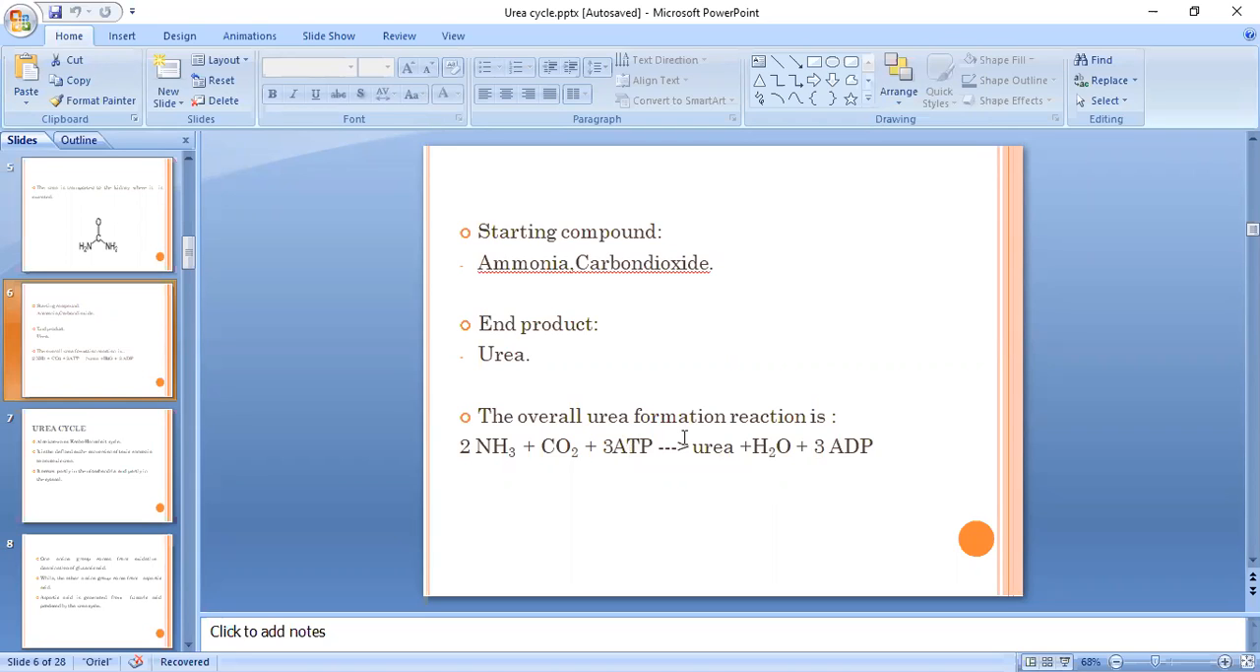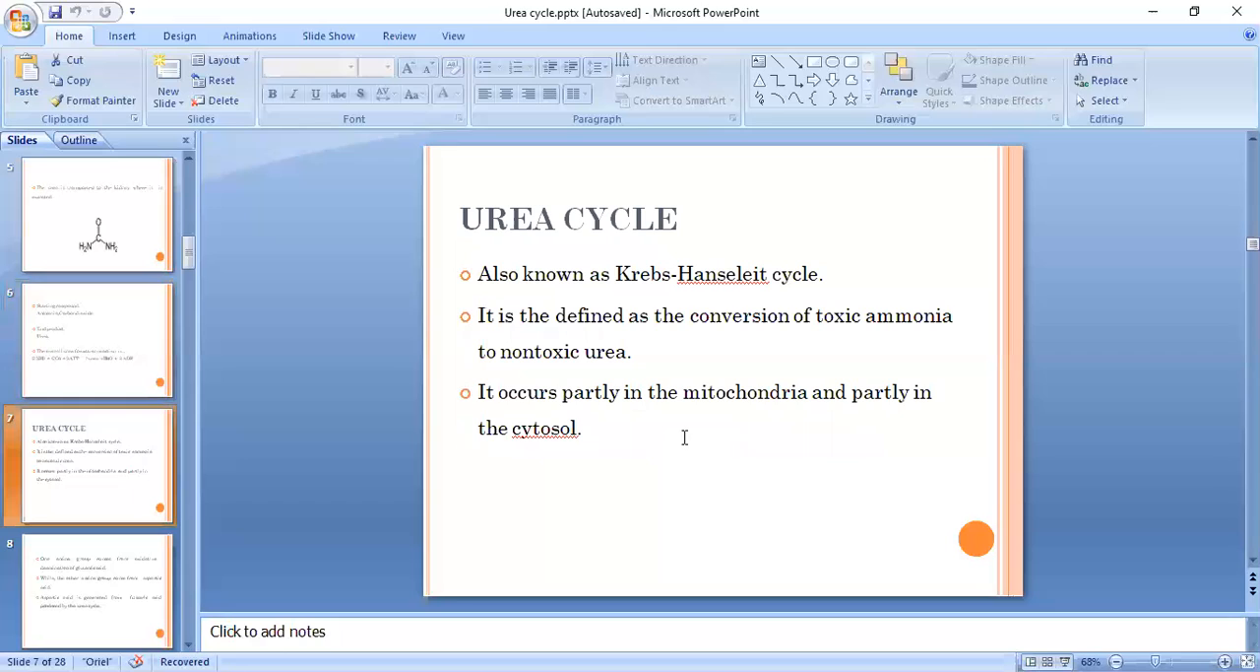So ammonia and carbon dioxide are the starting materials. These two combine in the presence of ATP, giving urea and water along with ADP. So this is the introduction part of urea.